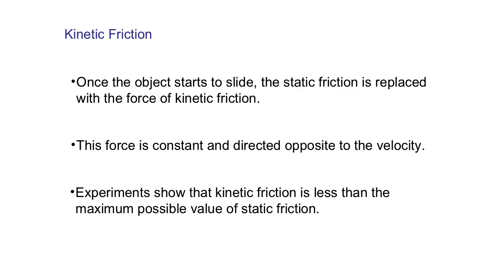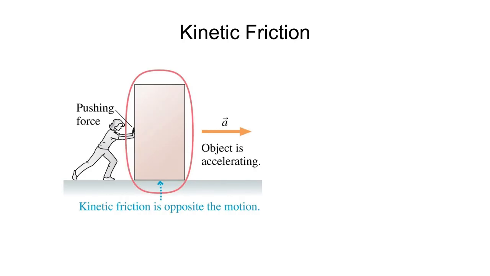And experiments show that kinetic friction is less. Generally, it almost has to be less, to match our observation, than the maximum possible value of static friction. Once that object started moving, he said, it's much easier to move. I have to apply much less force to keep the object going. So we know that this kinetic frictional force is always going to be less than the maximum value of static force. Now we can think of this going back to the refrigerator example.